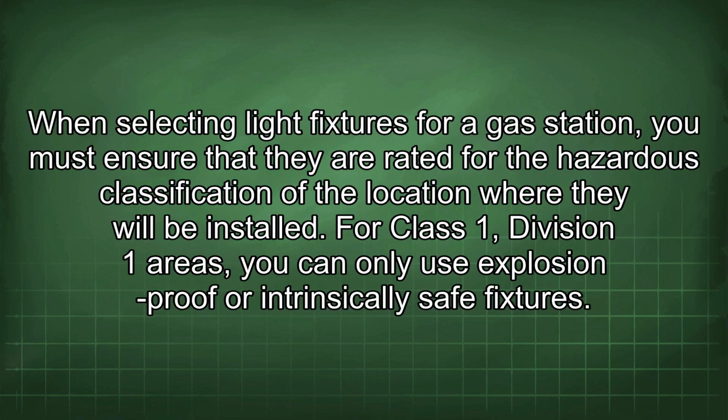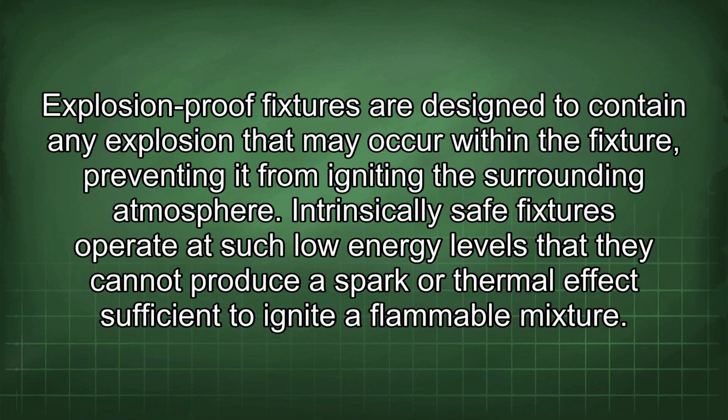When selecting light fixtures for a gas station, you must ensure that they are rated for the hazardous classification of the location where they will be installed. For Class 1, Division 1 areas, you can only use explosion-proof or intrinsically safe fixtures. Explosion-proof fixtures are designed to contain any explosion that may occur within the fixture, preventing it from igniting the surrounding atmosphere. Intrinsically safe fixtures operate at such low energy levels that they cannot produce a spark or thermal effect sufficient to ignite a flammable mixture.